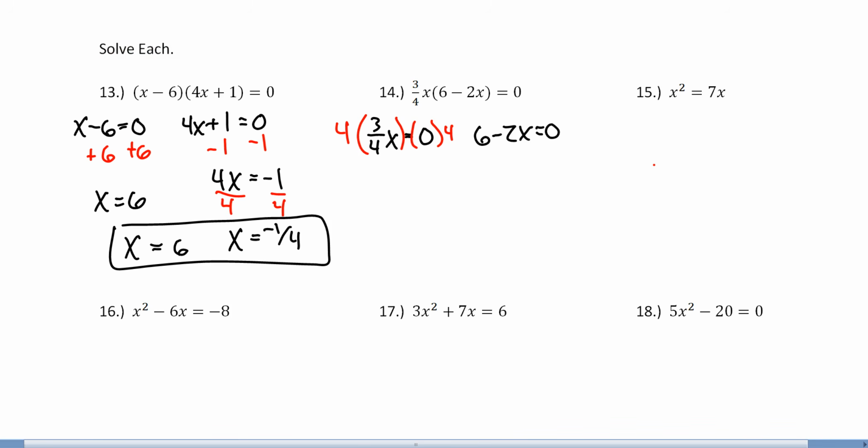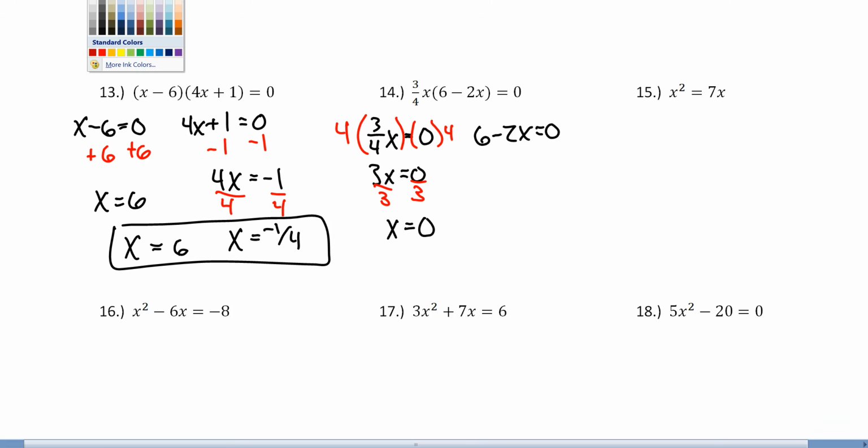Okay? And that gives me a 3x equals 0. And then you could divide each side by 3. It's the same thing, just in 2 steps. And I think most students prefer to do it this way. If you want, though, you can absolutely multiply each side by 4/3, and that'll take care of it for you as well. Okay? This other one, I got to subtract the 6 from each side.